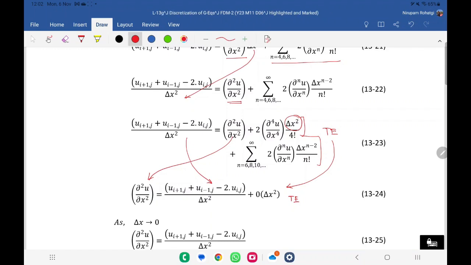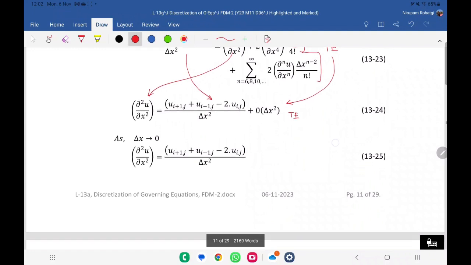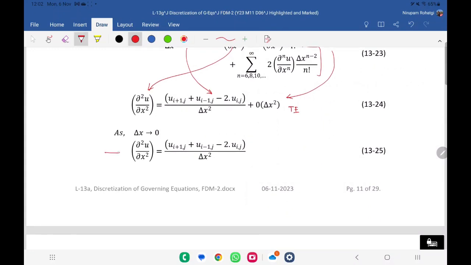It's better you do it yourself. I've told you the basic point. Same Taylor series. The only thing you have to do is bring out one of the summation terms and keep the remaining there. That's all small jugglery you have to do. Okay. And what you get is this. This is the way to find the second derivative with the order of truncation error equal to 2.